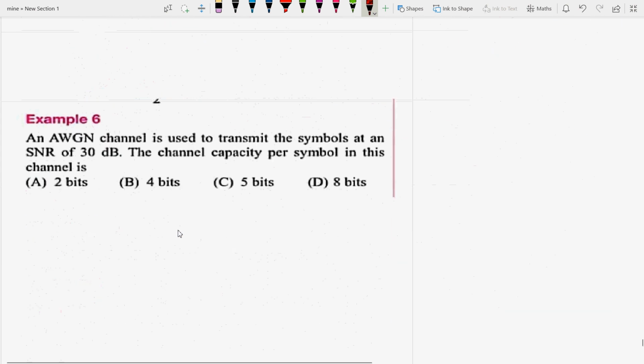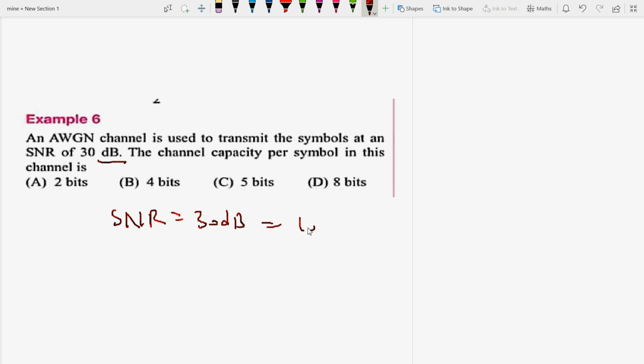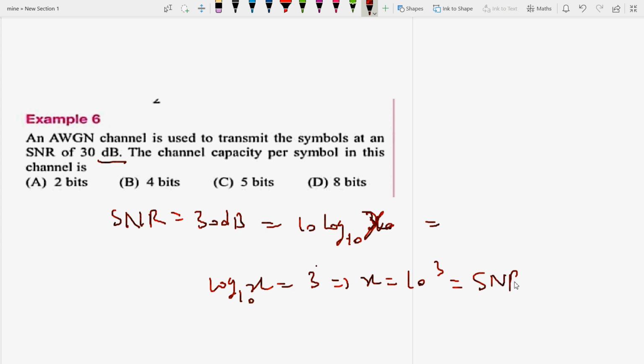Okay. Next question: an AWGN channel is used to transmit the symbols at an SNR of 30 dB. The channel capacity per symbol in this channel is, see, you have signal to noise ratio equal to 30 dB. That means if I calculate it in ratio, 10 log base 10 x equals 30, so log base 10 x is equal to 3, which implies x is equal to 10 cube. So this is your SNR, in ratio.